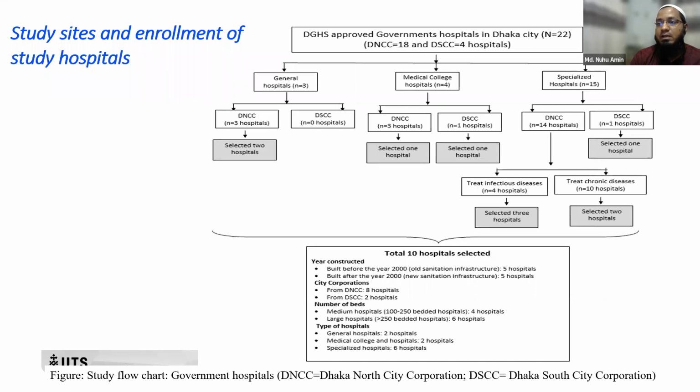One is the year constructed. Some hospitals were constructed before 2000 and some after 2000. We will compare the sanitation facilities with these parameters, like geographical variation, whether there is any variation in installation between Dhaka South City Corporation and North City Corporation, and also the size of the hospitals, whether sanitation facilities differ with the number of beds and the size of the hospitals as well.